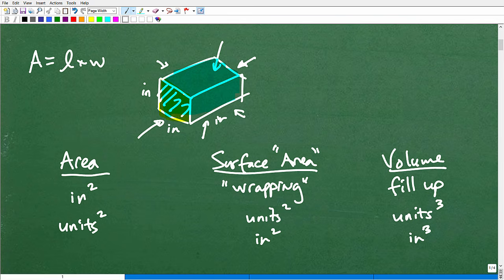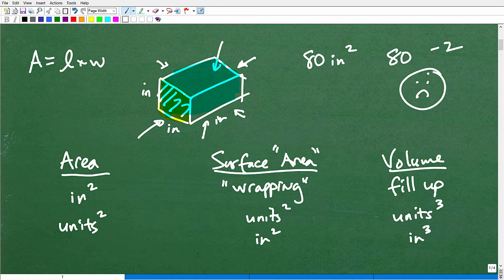So if you were to do this problem, let's say we calculated the surface area and it was 80 inches squared, and you just gave me 80, most math teachers are going to take some points away, maybe two points, depending on how much of an example they want to make. You're not going to be happy about it because you're like, hey, I got the right answer. But listen, conceptually speaking, you need to have the right units of measure.